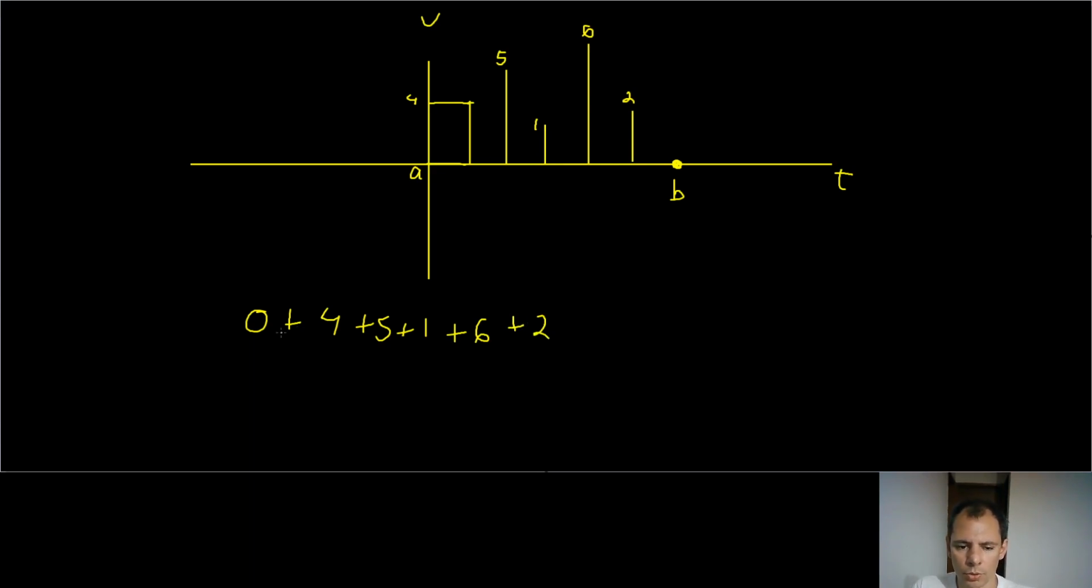So from this point in here all the way to here, what was the space that you ran? Well, you ran 4 feet per second for 1 second. So it was 4 feet plus 5, 9, plus 1, 10, plus 6, 16, plus 2, 18. So from this point in time to this point in time, you ran 18 feet.